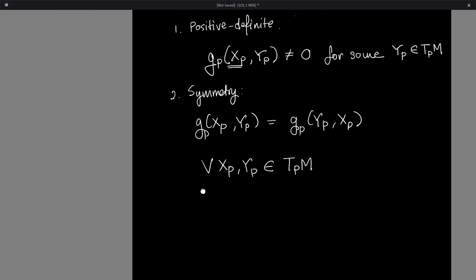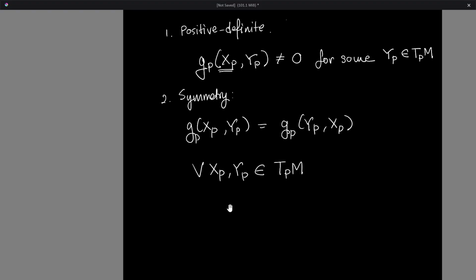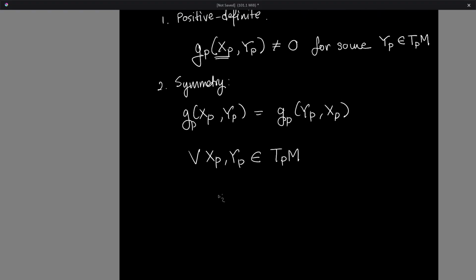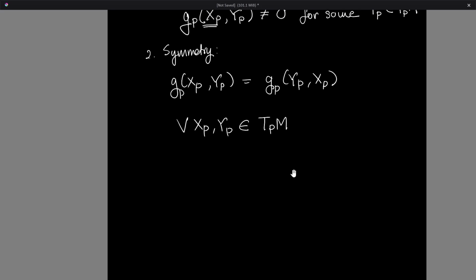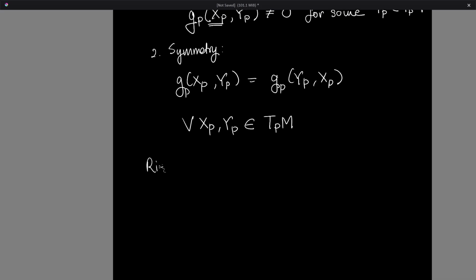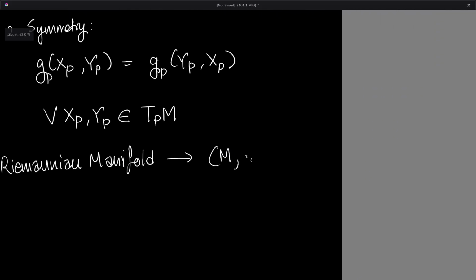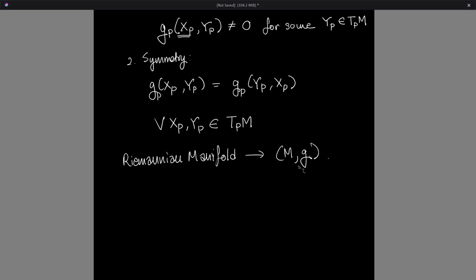So if we have a Riemannian metric on the manifold, so if the manifold admits a Riemannian metric, then it's called a Riemannian manifold. Pretty self-explanatory. A Riemannian manifold is a pair (M, g). So it's a choice of Riemannian metric on the manifold.